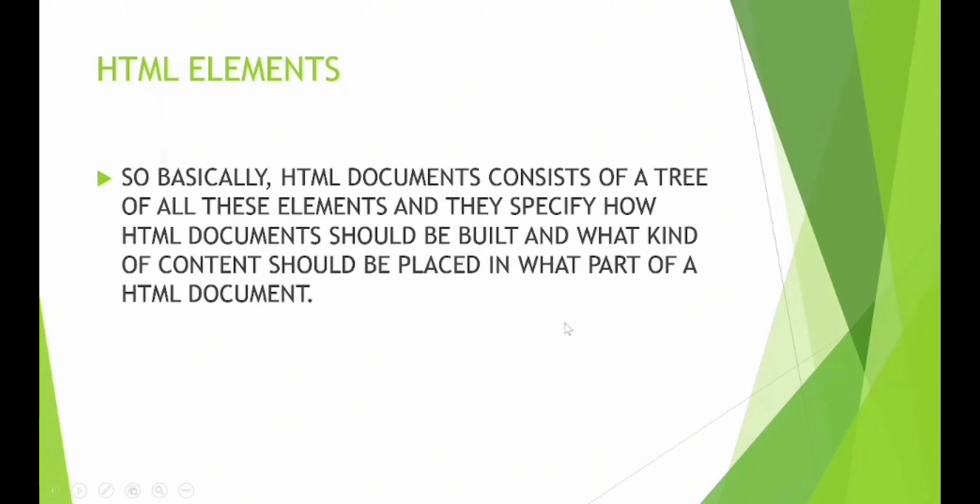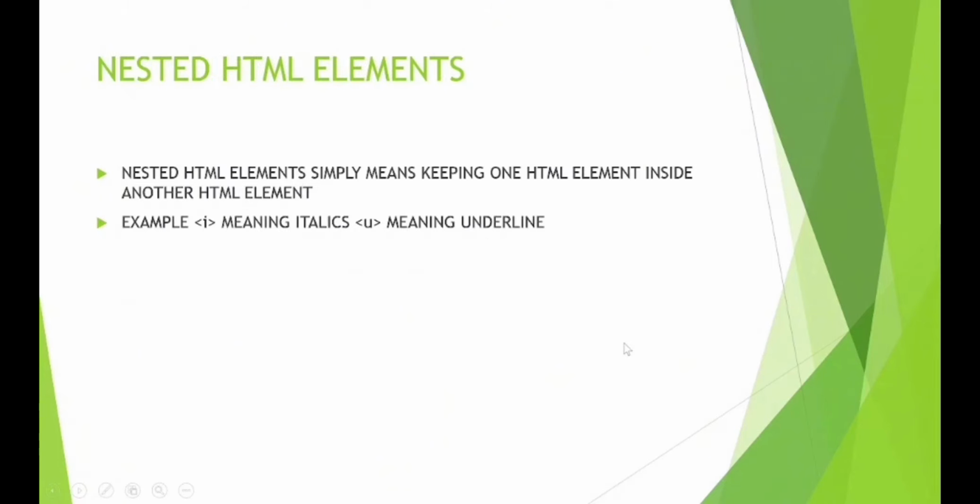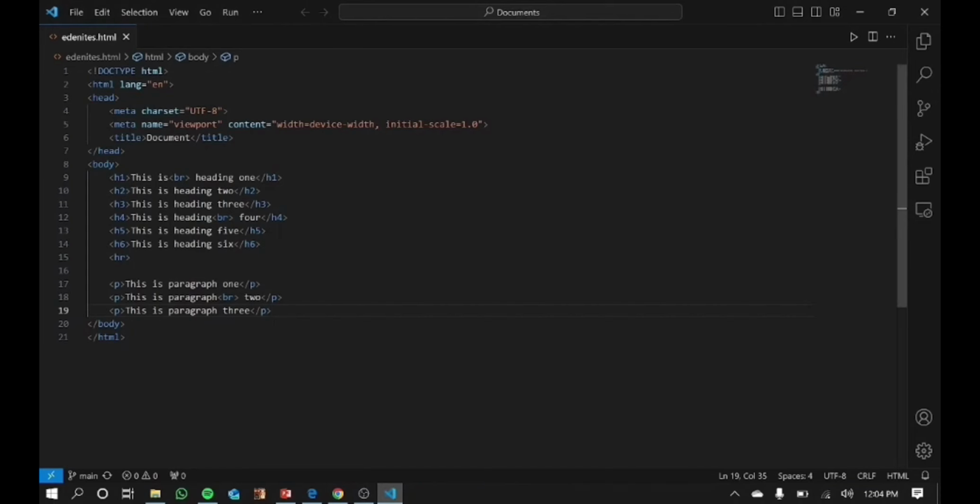HTML documents consist of a tree of all these elements, and they specify how the document should be built and what kind of a content should be placed in what part of the HTML document. Then the nested HTML element means keeping one HTML element inside another. Example, we have the italics and the underline. Let's see that.